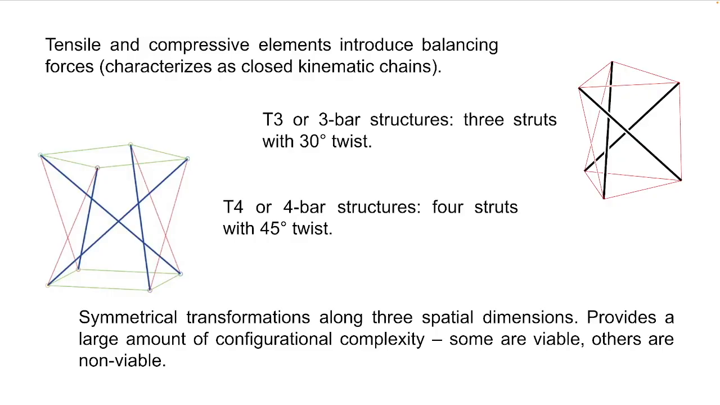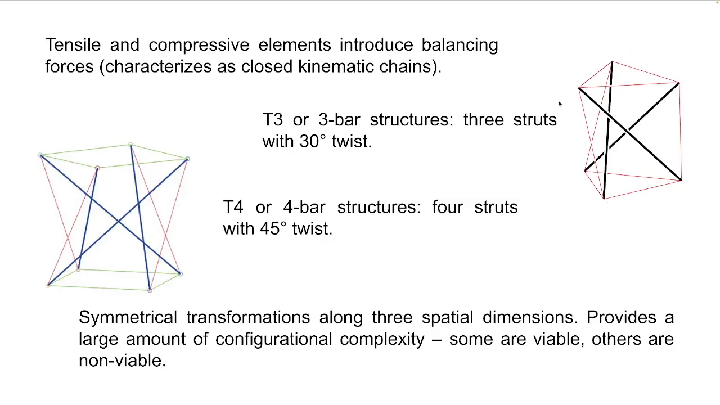And so Susan's identified two structures from her thesis that are suitable to this. We have the T3 type, which are these 3-bar structures. You see these up here on the upper right, where you have the black bars, which are these struts, and they have a 30-degree twist, so they're twisted almost like a helix.